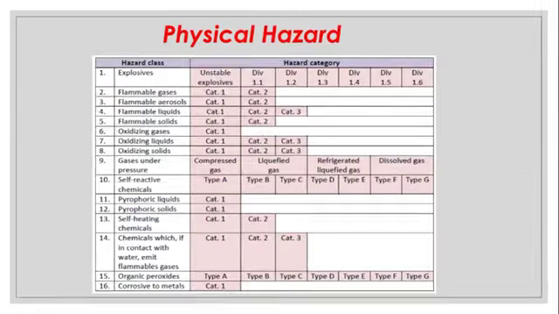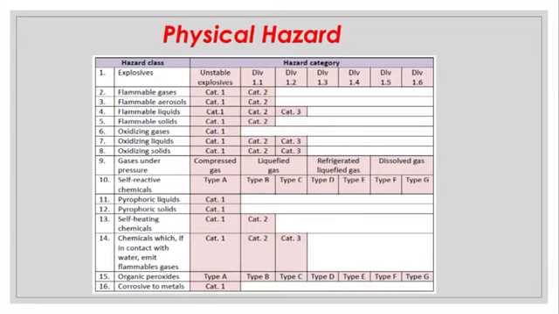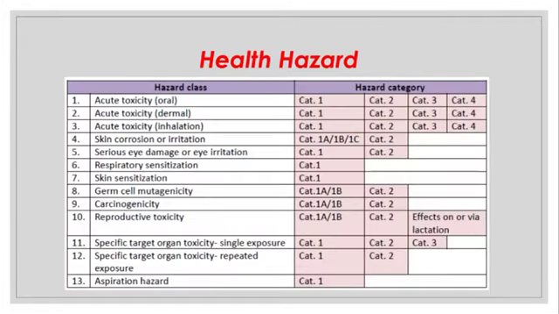Okay, next, physical hazard. There are 16 classes, from explosives until corrosive to metals, and also the hazard category. Next is health hazard, 13 classes here. If you can see, from acute toxicity, oral, until aspiration hazard.